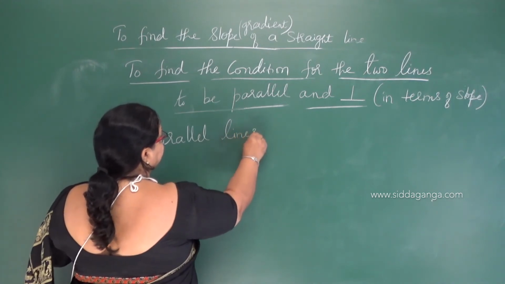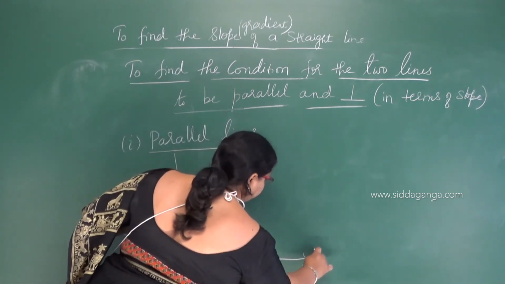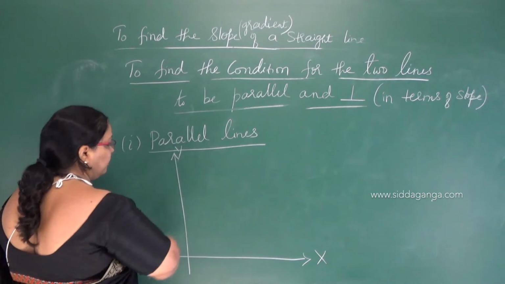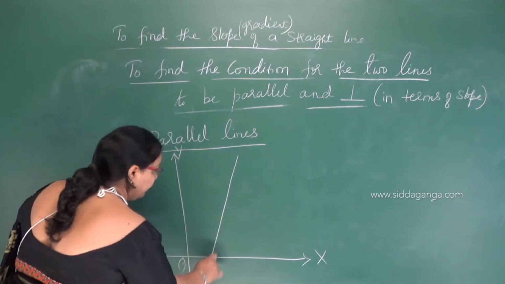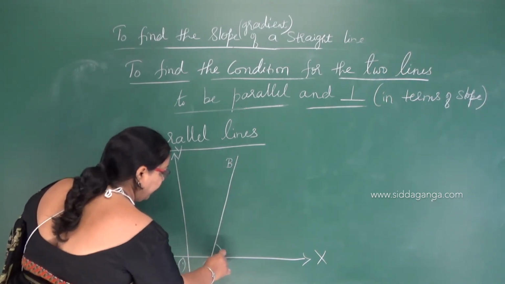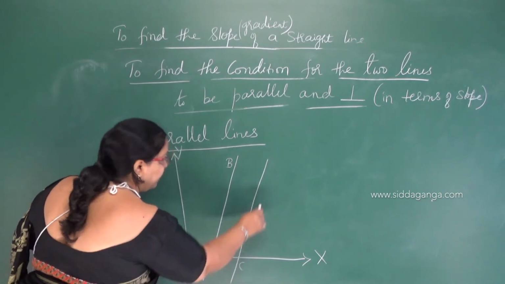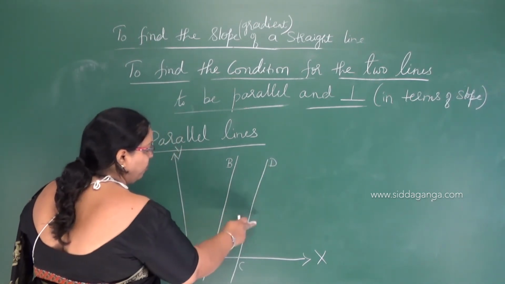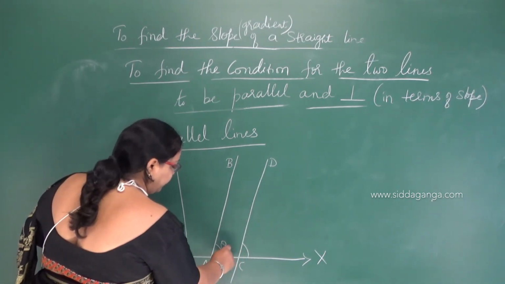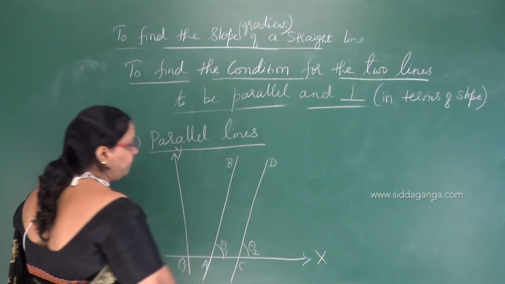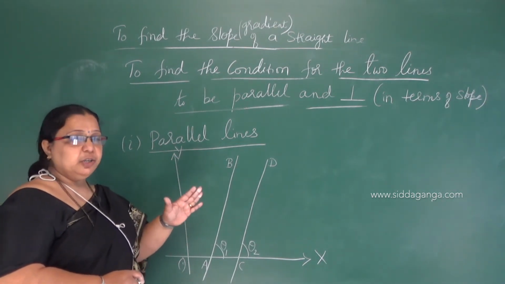Parallel lines. You take two lines which are parallel to each other. Let the line AB be inclined at an angle theta. Let the line CD be parallel to the line AB. These two are parallel to each other. Since the lines are parallel, suppose you take this as theta 1 and this as theta 2.